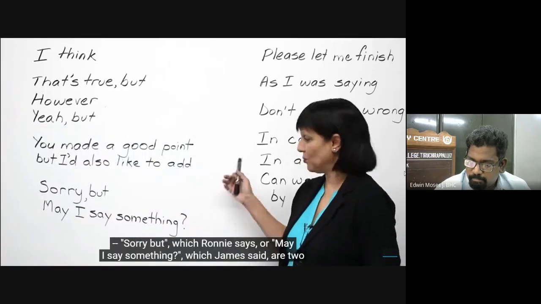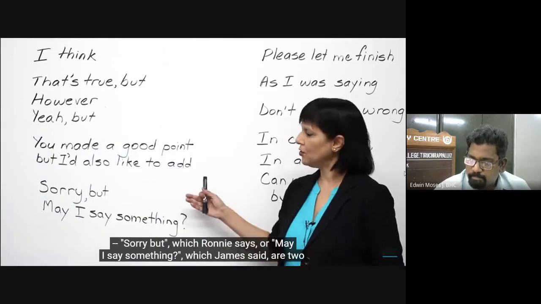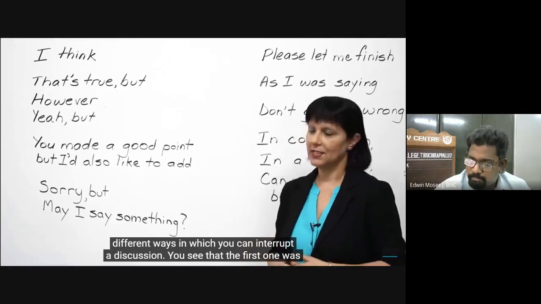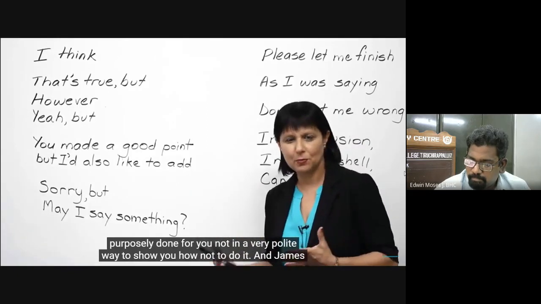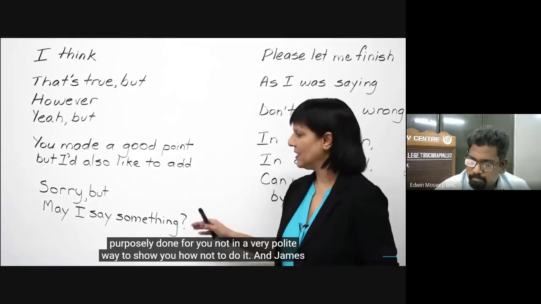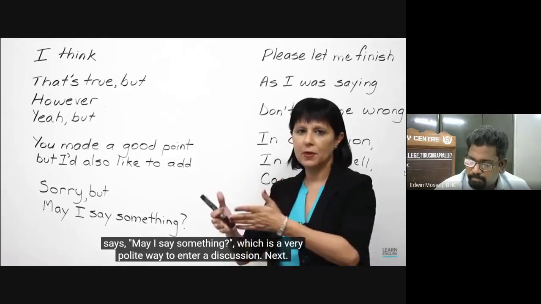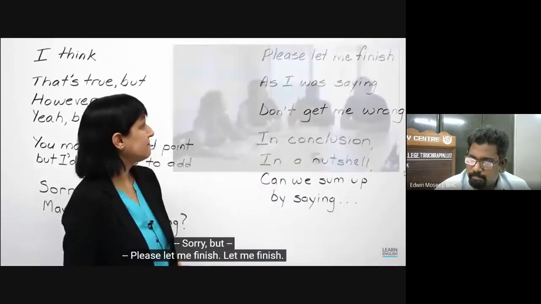Sorry, but, which Ronnie says, or may I say something, which James said, are two different ways in which you can interrupt a discussion. You see that the first one was purposely done for you, not in a very polite way, to show you how not to do it. And James says, may I say something, which is a very polite way to enter a discussion.